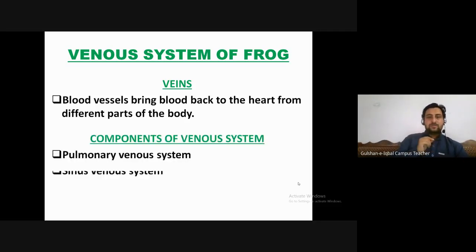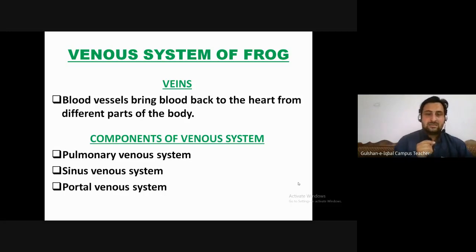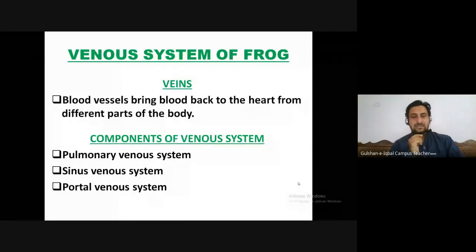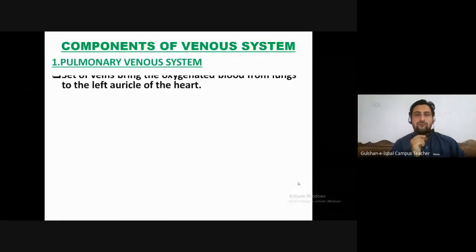The venous system has pulmonary venous system, sinus venous system, and portal venous system. There are three types of venous system: pulmonary venous system, sinus venous system, and portal venous system. Let's discuss them. First of all, we are having the pulmonary venous system.